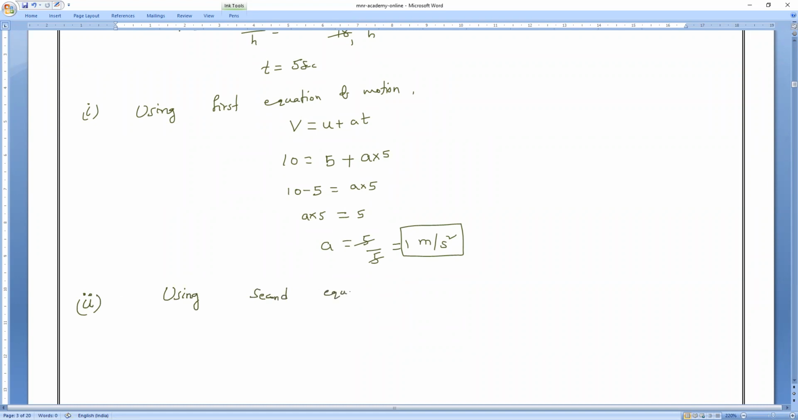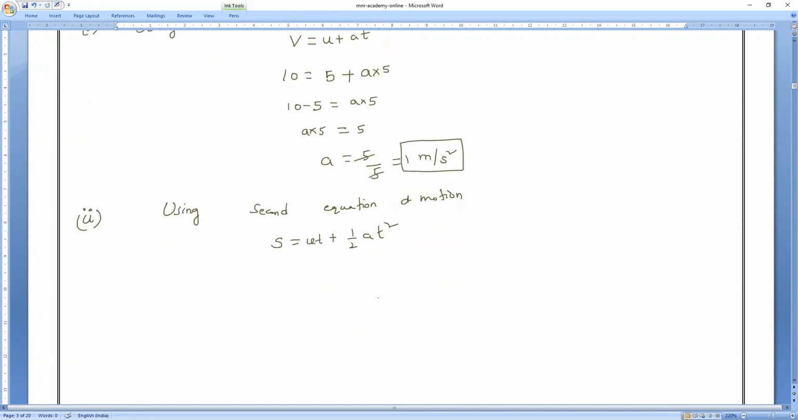So the second equation of motion. Okay, so what is the second equation of motion, everybody? s is equal to ut plus half at square. So s is equal to initial velocity, which is 5, time is also 5, plus half into acceleration, which is 1, and time is 5 square. 5 into 5 is 25, plus half into again 5 square, which means 25.